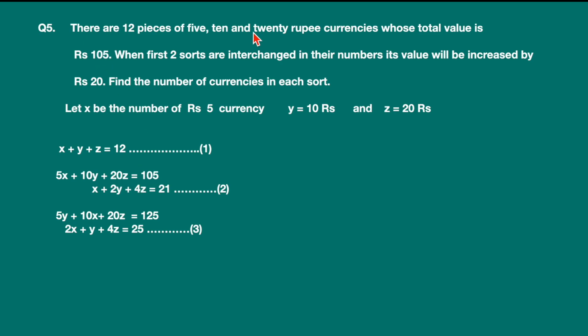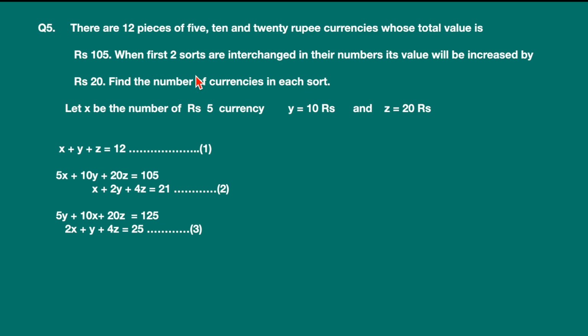Okay, let's read it once again. There are 12 pieces of 5, 10 and 20 rupee currencies whose total value is 105. So in this one sentence, I can make 2 linear equations. So these are the 2 linear equations. Okay, now what is the third one?